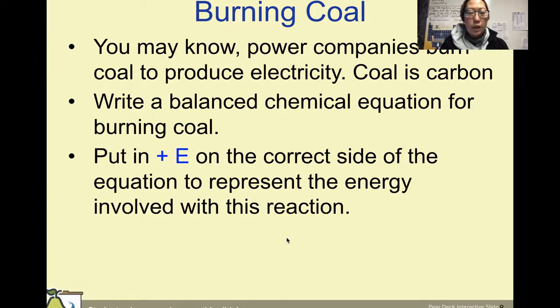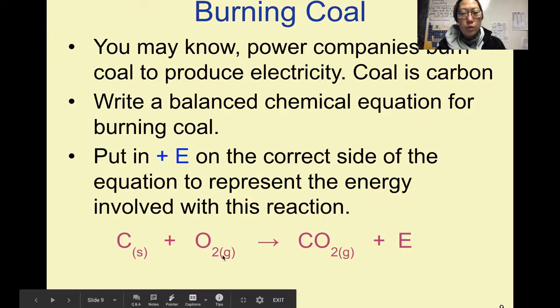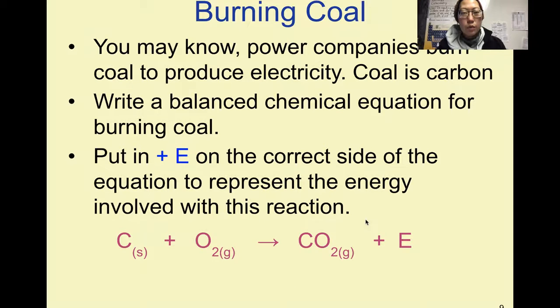So here's an example. We did these Peardeck slides, and people did them in breakout rooms together. Here we are burning coal, and we want to write a chemical equation representing the burning of coal. Coal is carbon, and we burn things with oxygen. So this is how we would represent it: carbon plus oxygen goes to carbon dioxide plus energy being released. As we know, when we burn things, we release energy.